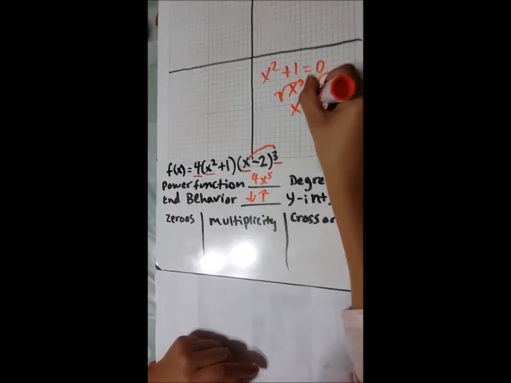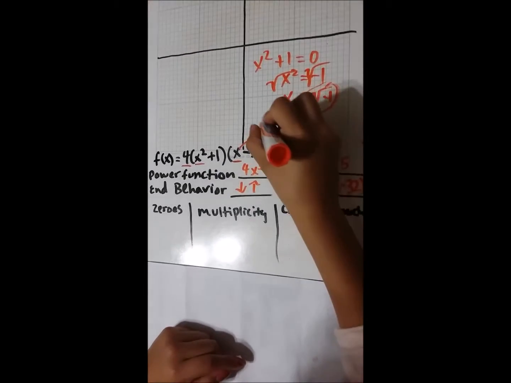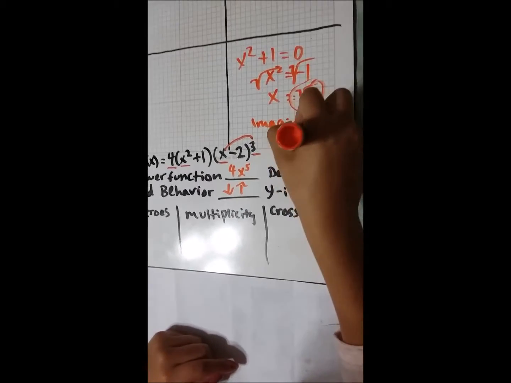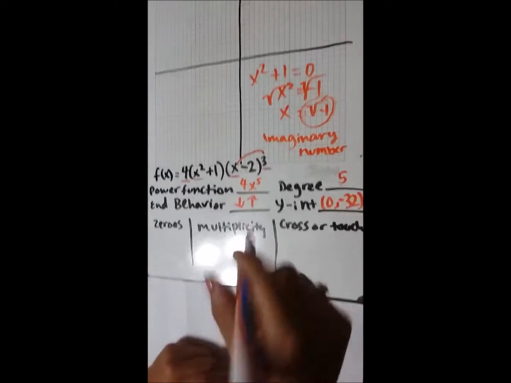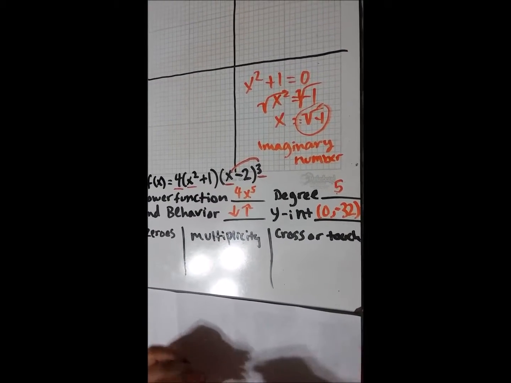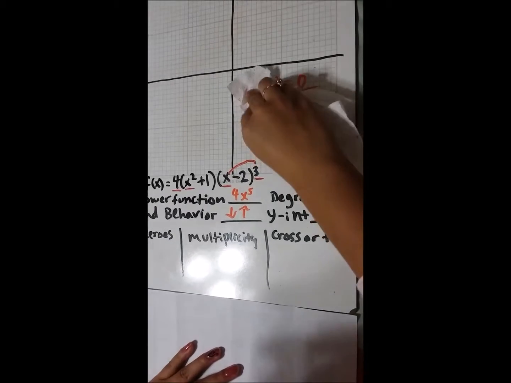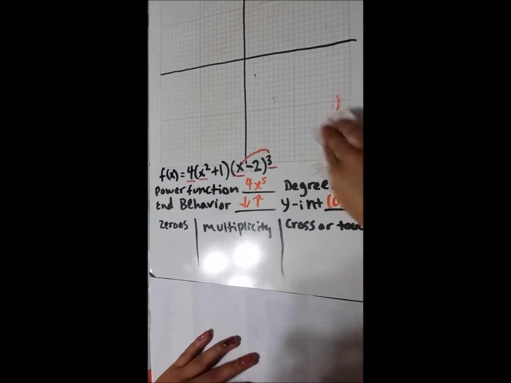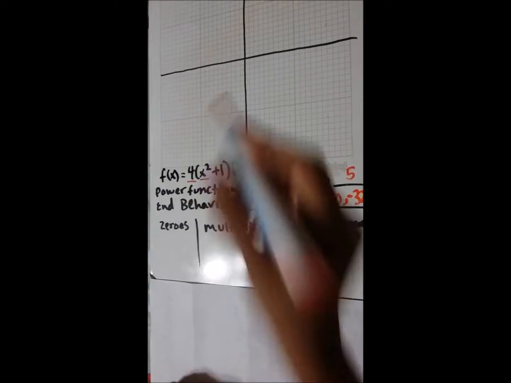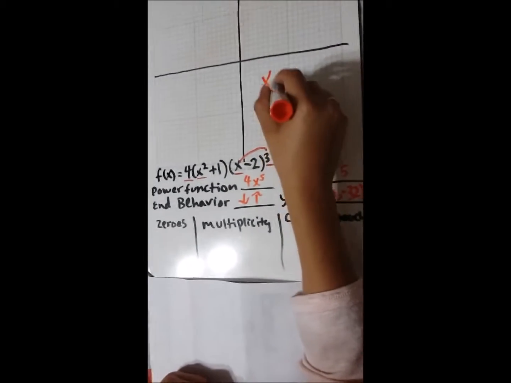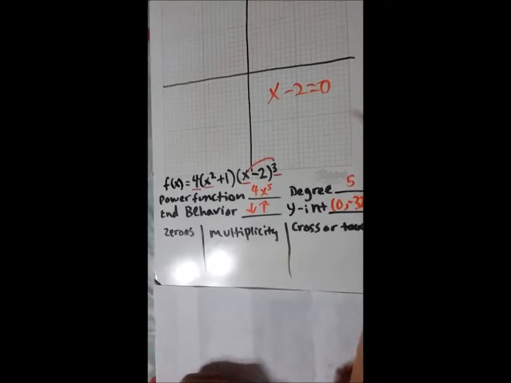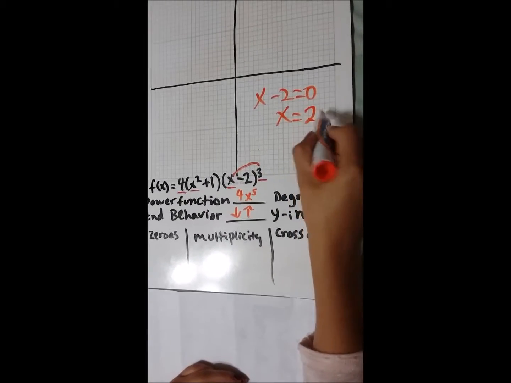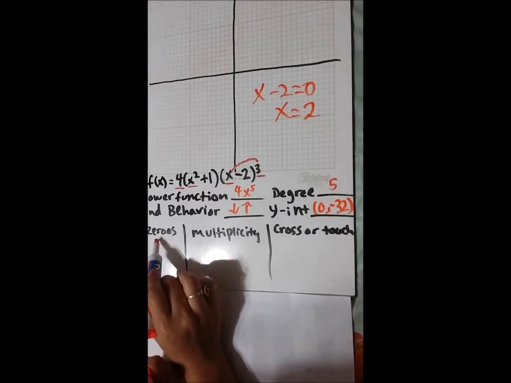Now this square root here means that this is an imaginary number. What this means is that it won't appear on the graph. So we don't have to really worry about that number anymore. Now we're going to move on to the next factor, which is x minus 2 equals 0. So we're going to solve this again, and we'll end up with x equals positive 2. That is our zero.